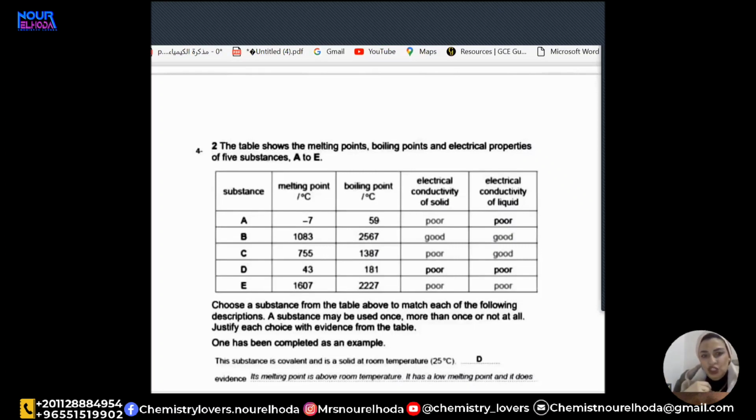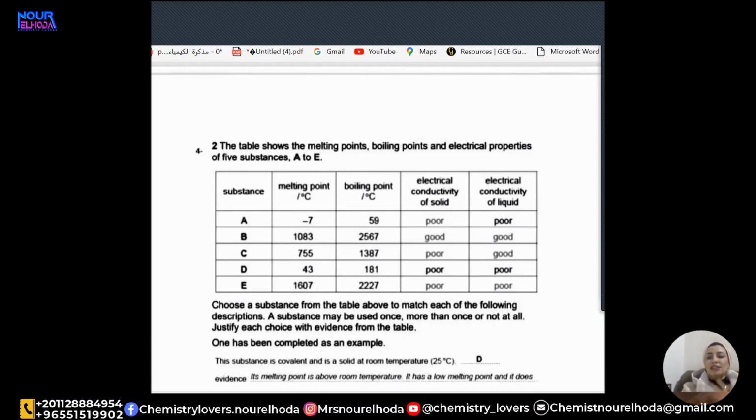So for the first question, a lot of students struggle with this kind of question. How do I know if this is an ionic bond? Is this a covalent bond? Is this a metallic bond? How do I know? Let's finish metals first.